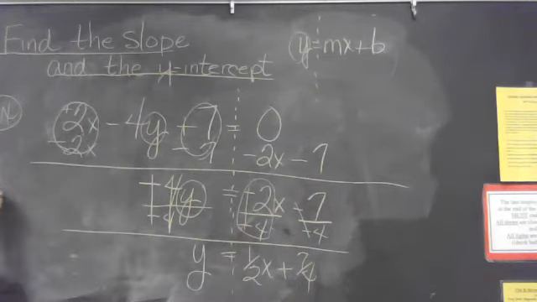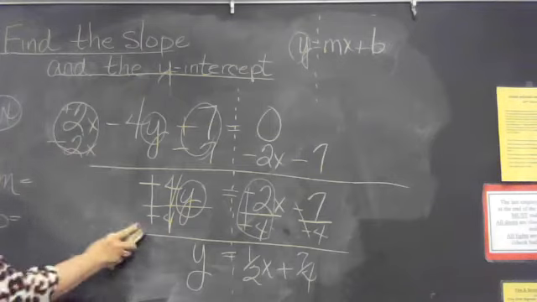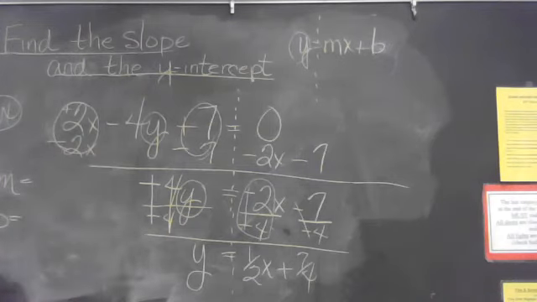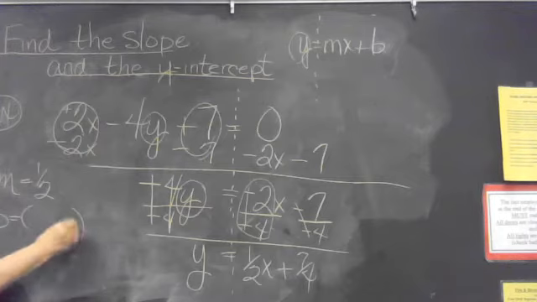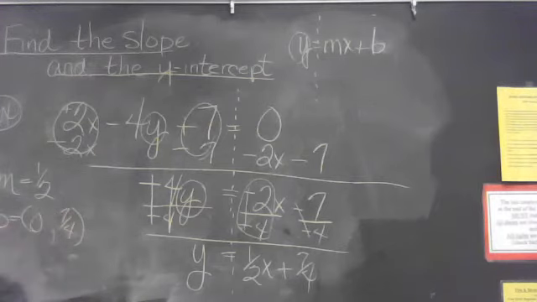Okay? So now I want to know what the slope is and what the y-intercept is of this line. Now that we have it solved for y, you can't do it if it's not solved for y. You can't find these values. You have to solve for y first. So what's the slope now of this line? 1/2. And the y-intercept? 7/4. Y'all see?